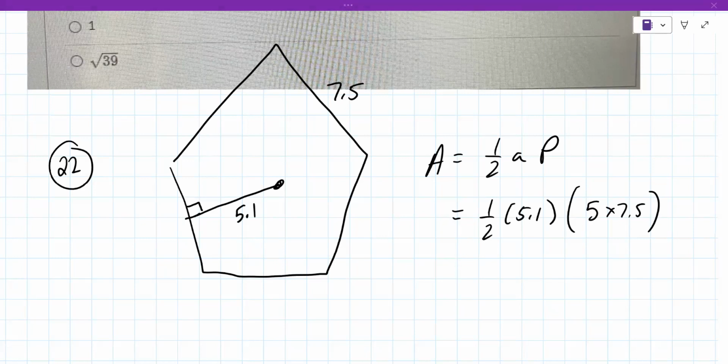Okay, I got 95.625. Okay, and it says to round to the nearest hundredth. That's 2 decimal places. What would that round to? 95.63. Very good. There's your final answer.